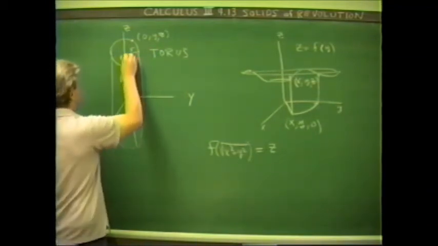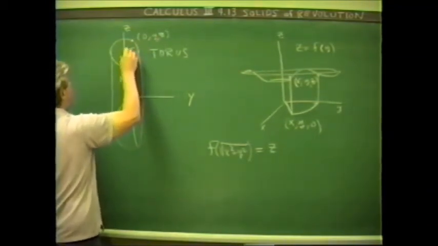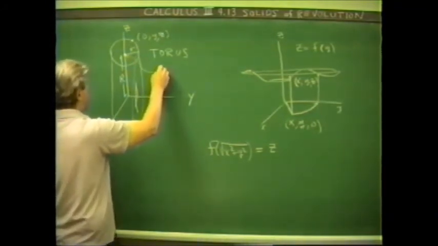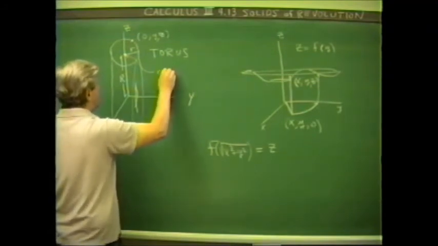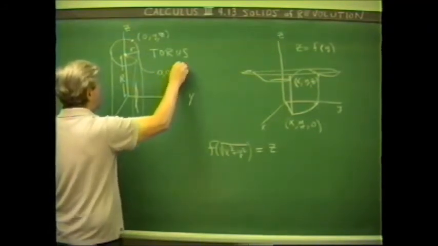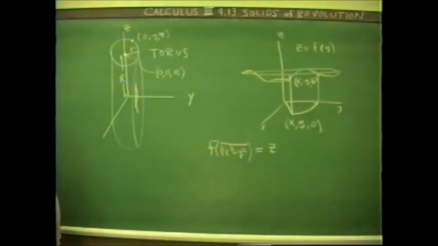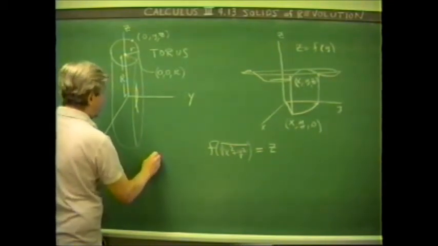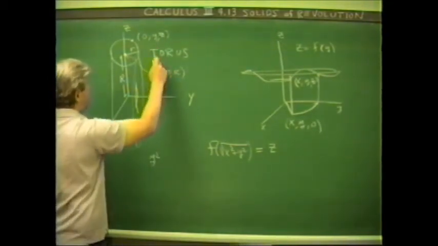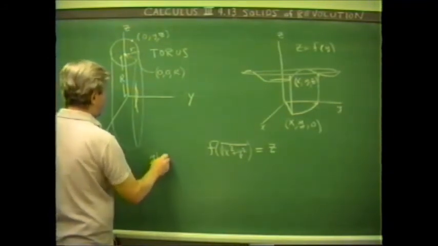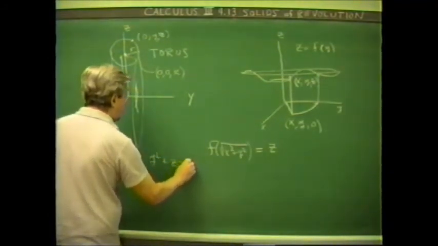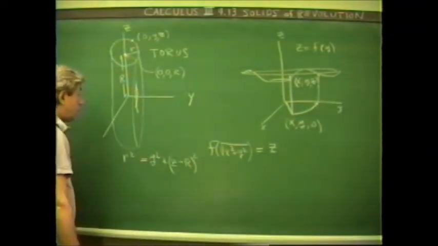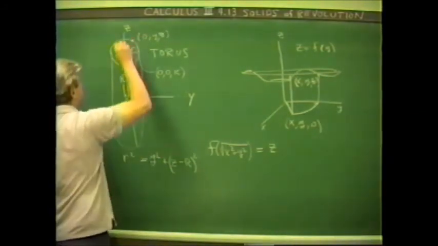All right, this point right here is the point (0, 0, R). So this point must satisfy: the distance from here to here must be r. So y squared plus (z minus capital R) quantity squared must be equal to little r squared. So this point satisfies this.